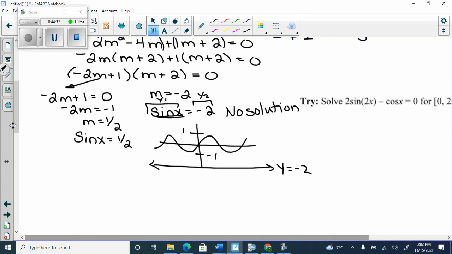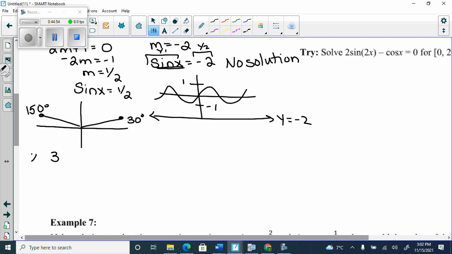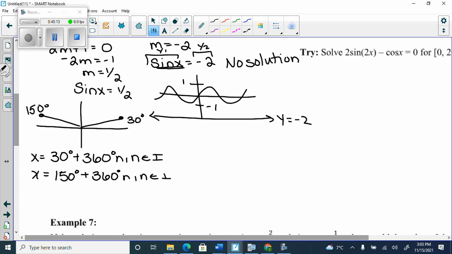Where does sine x equal a half? Here and here. Seems like this solution has happened 8,000 times. So this is 30 and 150. So x equals 30 degrees plus 360 degrees n, n an integer. Or you could have done it in radians because it didn't specify: pi over 6 plus 2 pi n, n an integer, would be the same thing. And then this one is 150 plus 360 degrees n, n an integer, or in radians, 5 pi over 6 plus 2 pi n, n an integer.